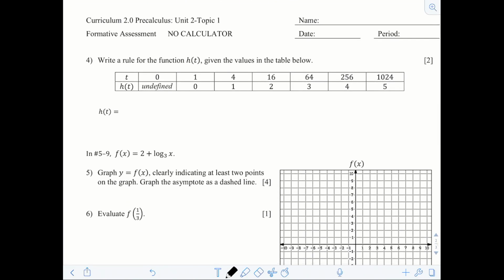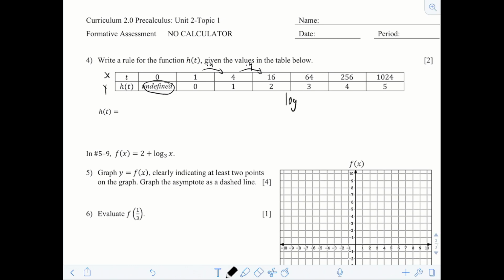Okay, so write a rule for the function h of t given the values of the table below. A couple things to take note. We know that when t is equal to 0, it is undefined. I also notice right here that this is going up by multiplying by 4. But notice how this is normally my x, that is my y value. So the x value is normally going up by 1 each time. So right off the bat, I know that this is going to be a logarithmic graph.